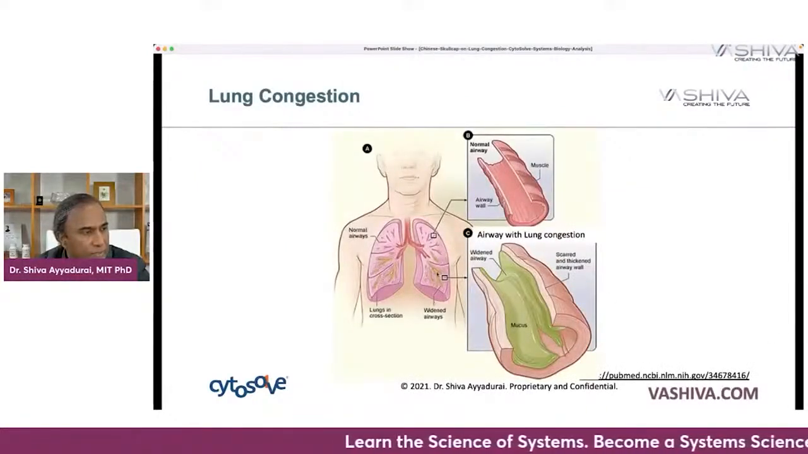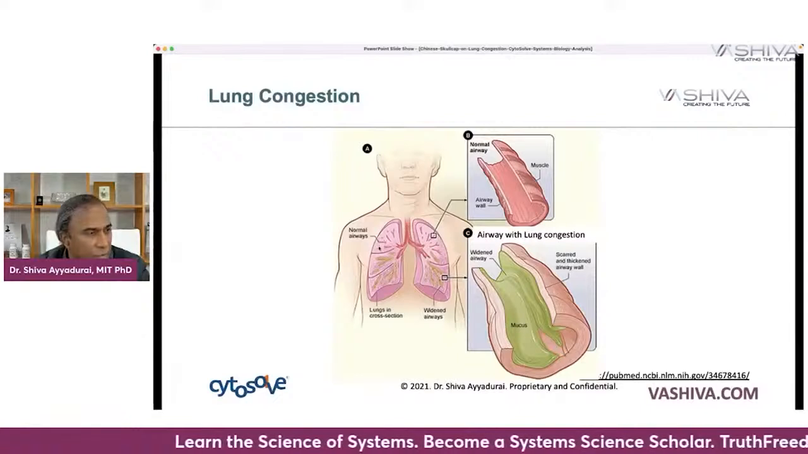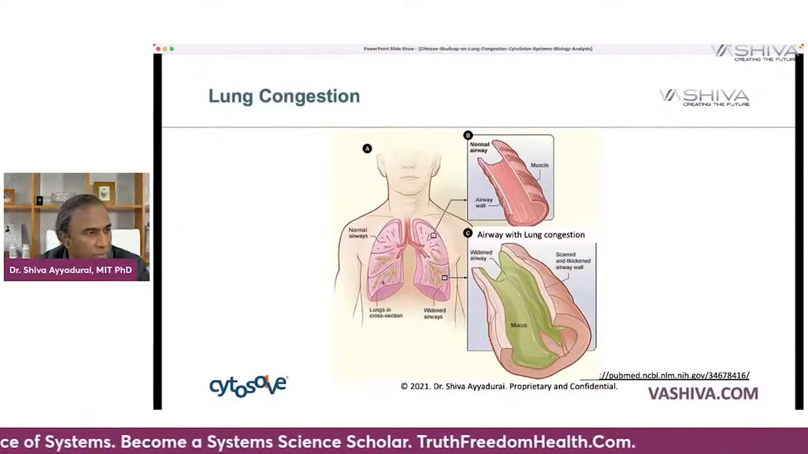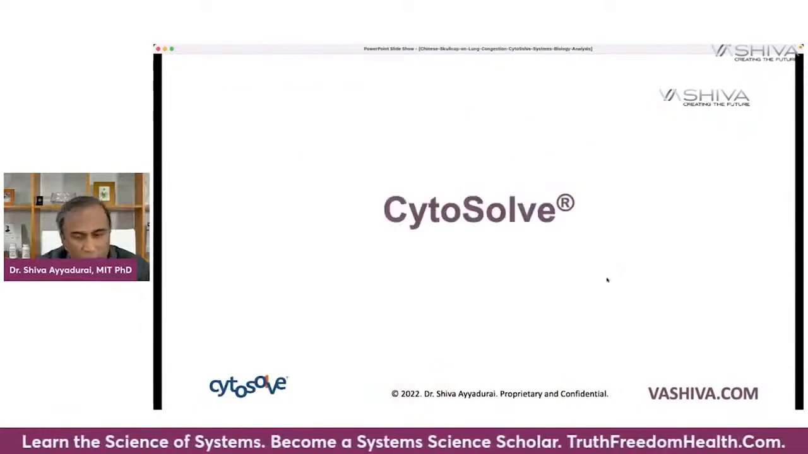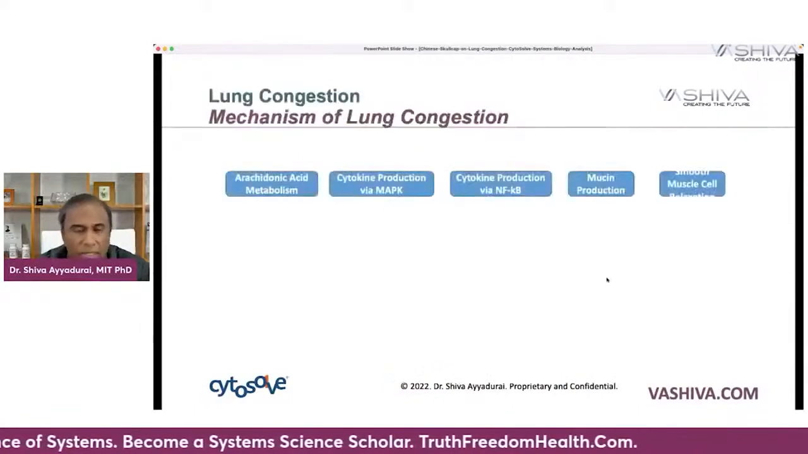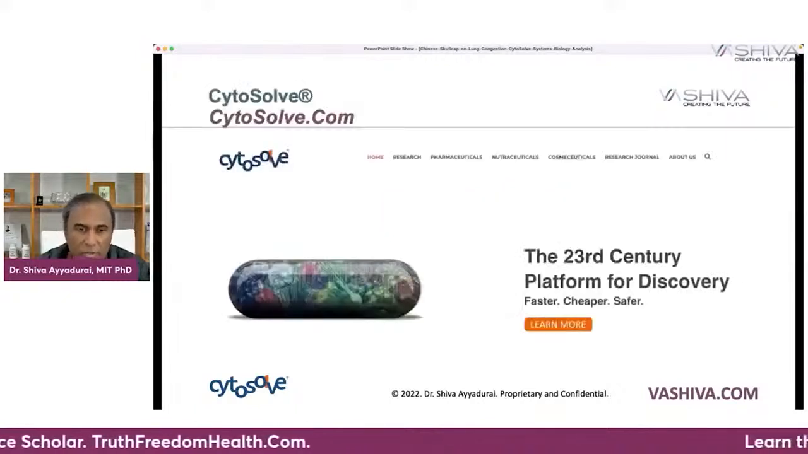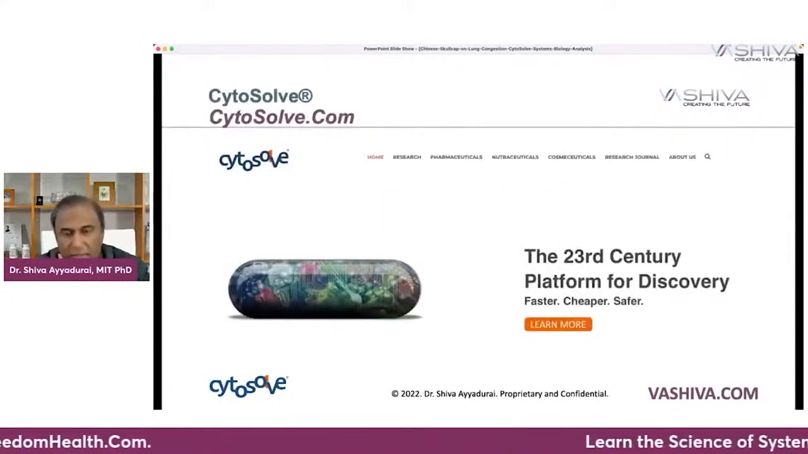Here are your lungs, the left lung and the right lung. Here are sort of your normal air pathways. Here are congested pathways. So the top are normal, the bottom are congested. But anyway, what I want to now let you know is that the way we understand these pathways and how skullcap affects them is using a tool called Cytosolve. Cytosolve, you can go to cytosolve.com.